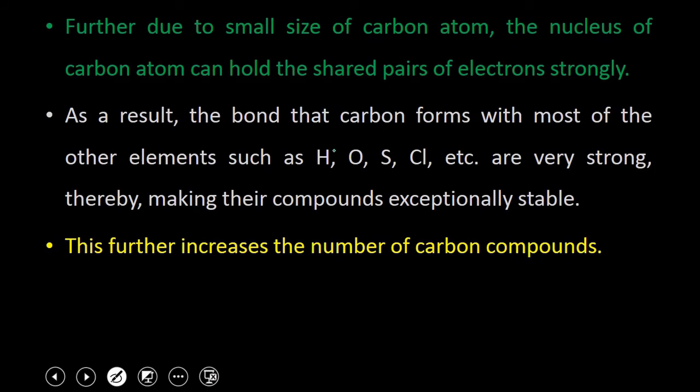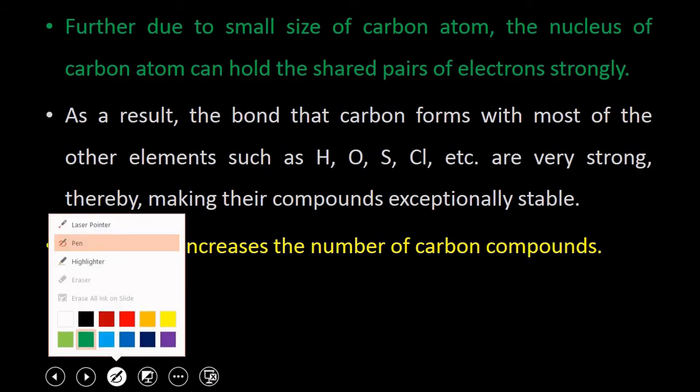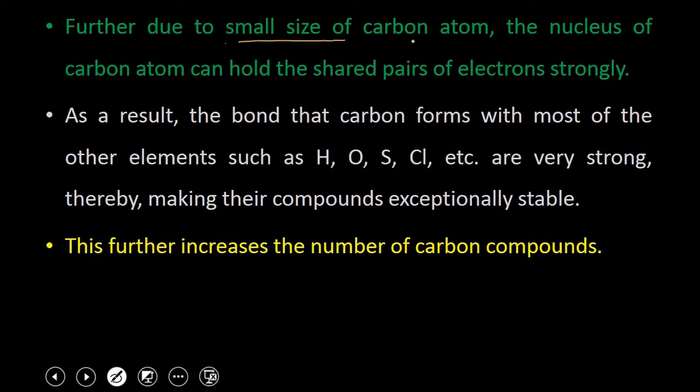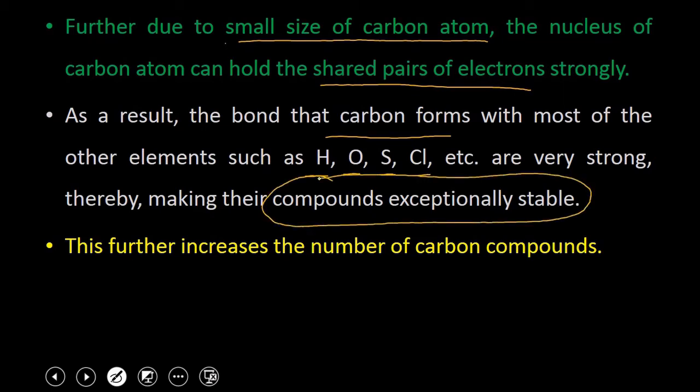Now one very important point is that the size of carbon atom is small. If the size of the carbon atom is small, it can easily and strongly hold the shared pair of electrons. So what will happen? Because of its small size, the bond which carbon forms with other elements such as hydrogen, oxygen, sulphur, chlorine, the nucleus of carbon can hold the electron pair of the bond very strongly. So hence it makes the compounds of carbon exceptionally stable.